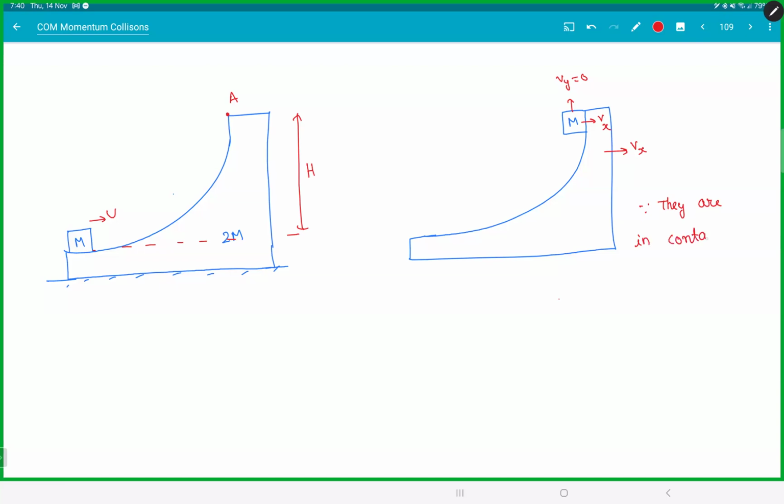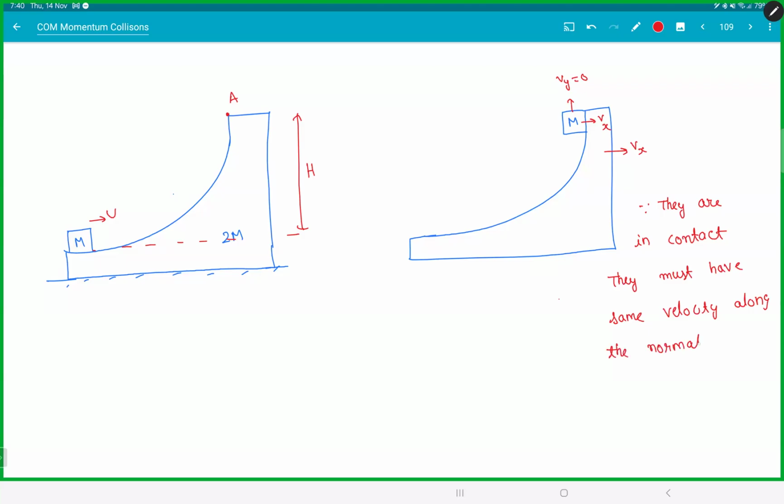So when the block reaches that vertical part, they should have the same horizontal velocity. If they don't, either they'll separate from each other, or the block will go into the wedge. They must have the same velocity along the normal. Along the normal, not the total velocity, must be the same.